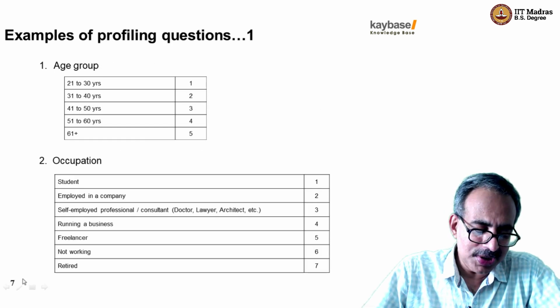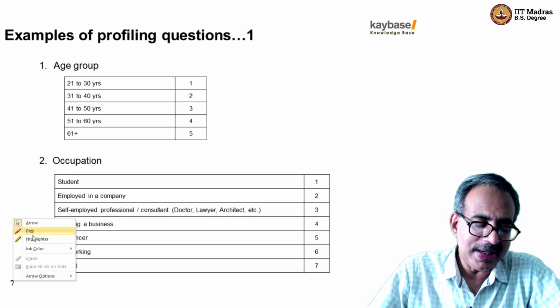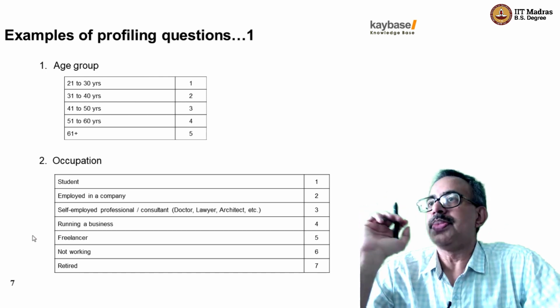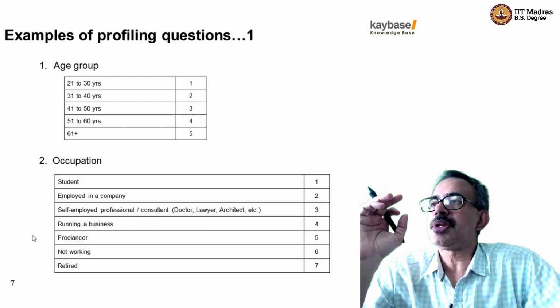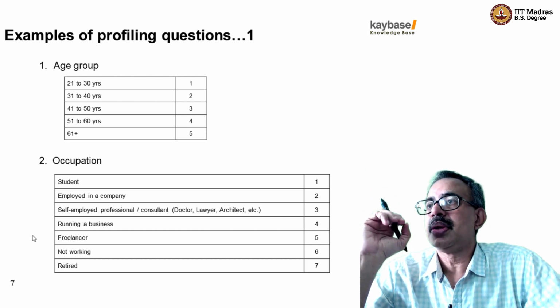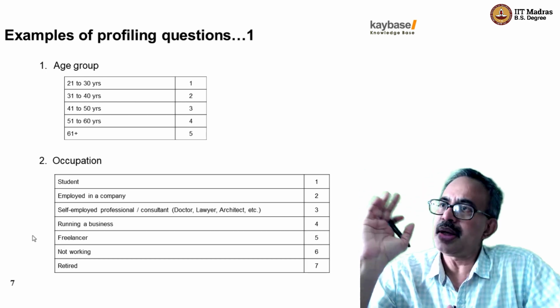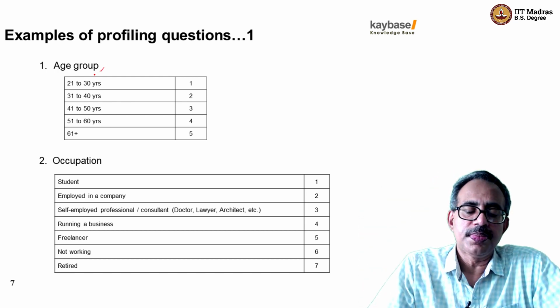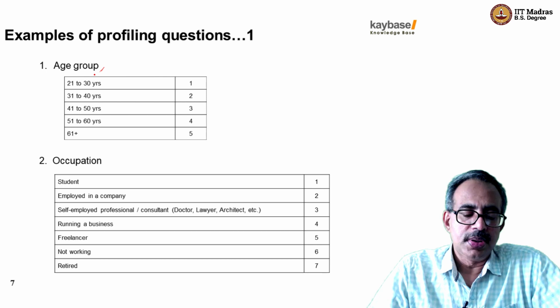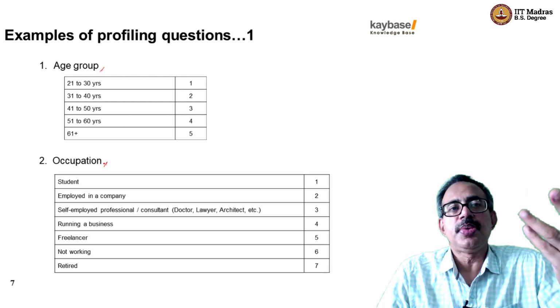So here the questions for the demographics are very simple. We have already seen this in our various questions in the form of screening questions and classification questions. It is nothing but the same set of questions. For example, age group, right? Occupation. So what are the various possible occupations?